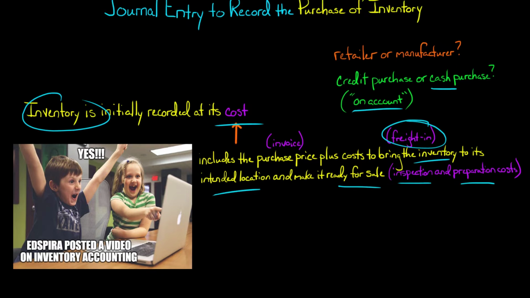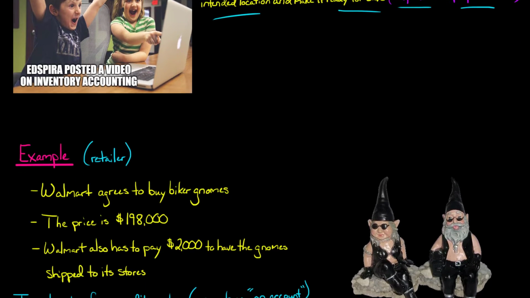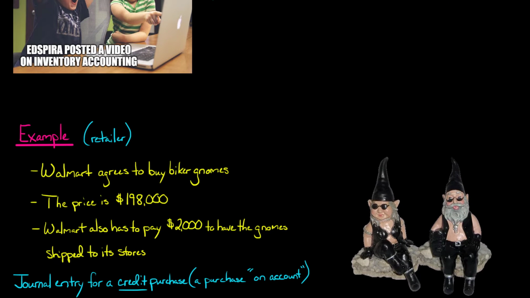So let's jump right into an example. Let's say that we've got a retailer, and we'll do a manufacturer in a little bit, but we'll start with a retailer. We'll take the company Walmart, and let's say that they agree to buy some biker gnomes from a supplier. Now, the price that they are going to pay, so they're quoted $198,000 as the price. But Walmart also has to pay, in addition to the $198,000, an additional $2,000 to have the gnomes shipped to their stores.